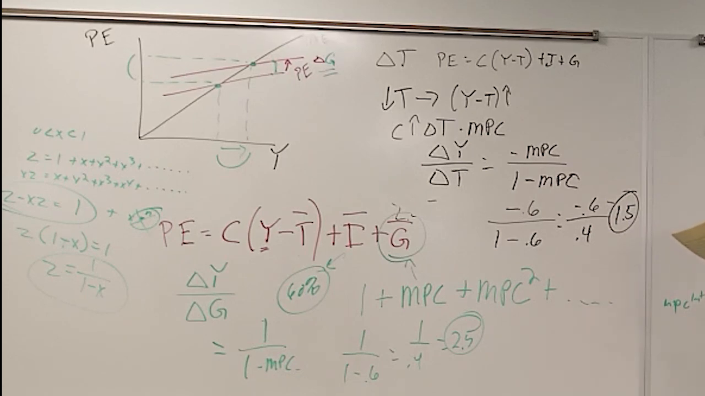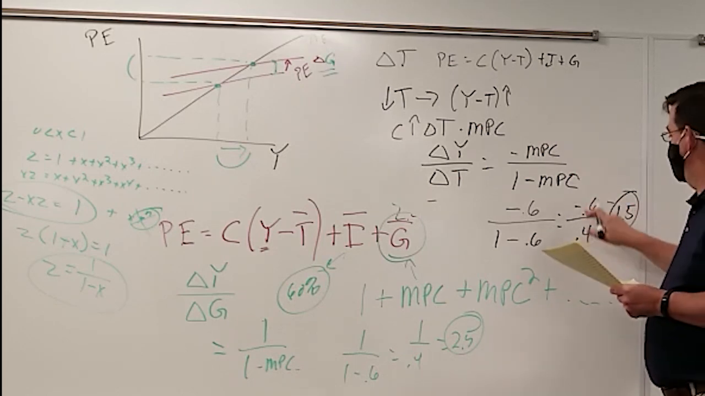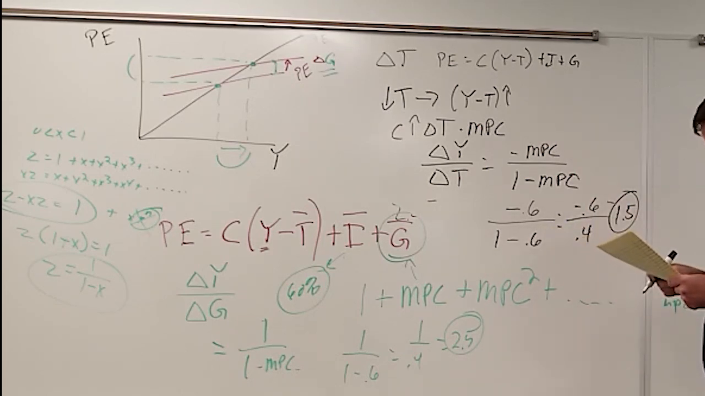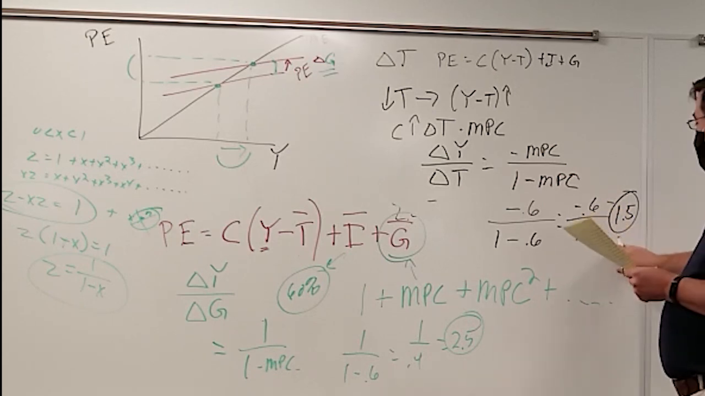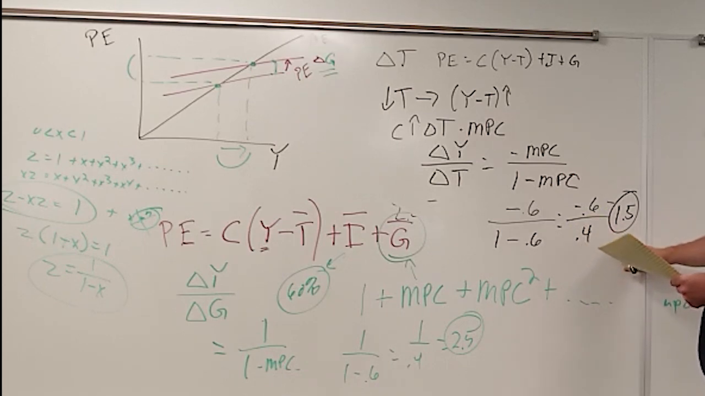Right? Yes. No, I feel like he goes wrong here. 0.6. Okay. So again, there is a multiplier effect that occurs here as a result of a change in taxes.